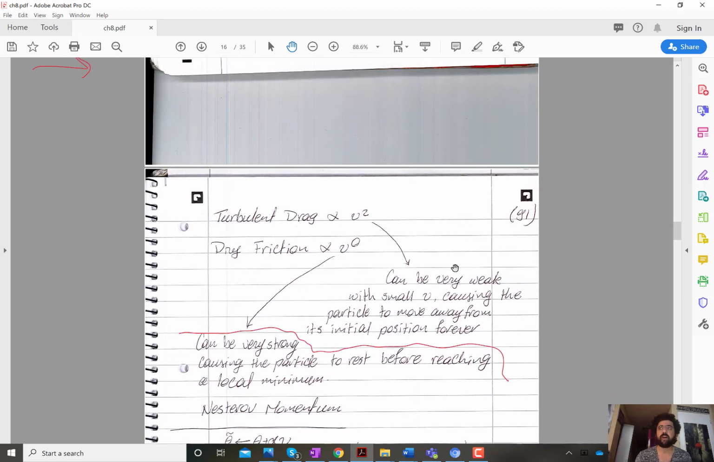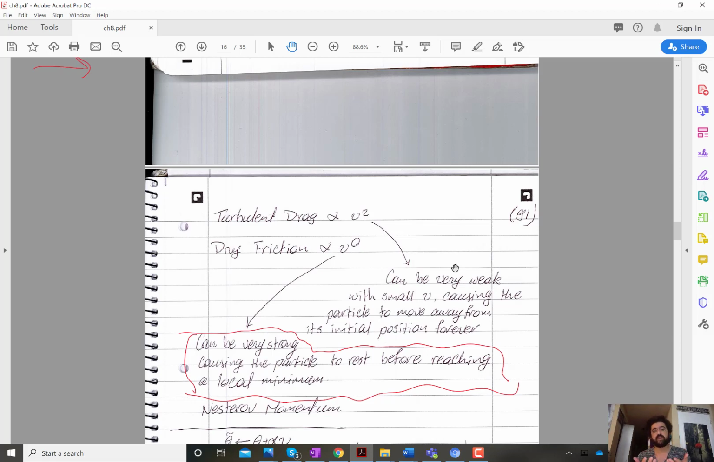If you have what's called dry friction, that's a constant friction. So remember that the v term typically has a magnitude that's far smaller than 1. So v to the 0 is a very large value compared to the gradient, right? So that can make us basically stop, right? Can make us stop too early, before exploring enough of the parameter space.